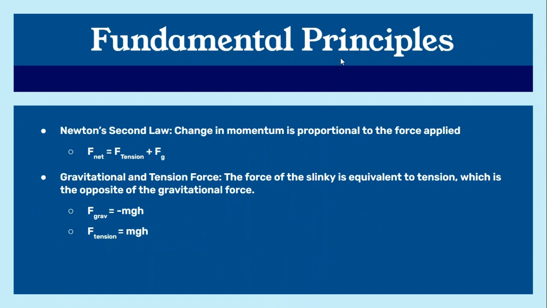Some principles and equations we must know are Newton's second law, which is that the change of momentum is proportional to the force applied. Our net force here would be the force of tension on the slinky and the force of gravity allowing the slinky to move down. The tension force is equivalent and opposite to the gravitational force. Since the gravitational force is negative mgh, the tension has to be positive mgh to allow them to cancel out.